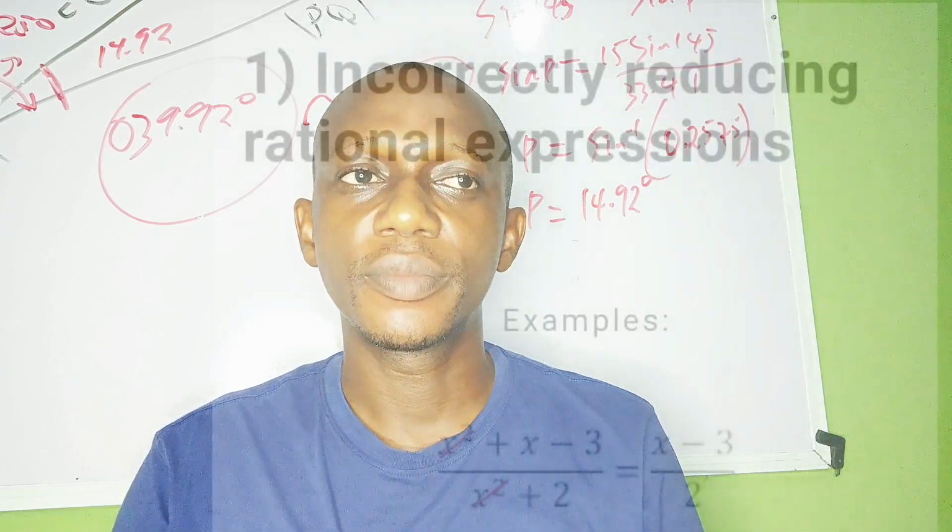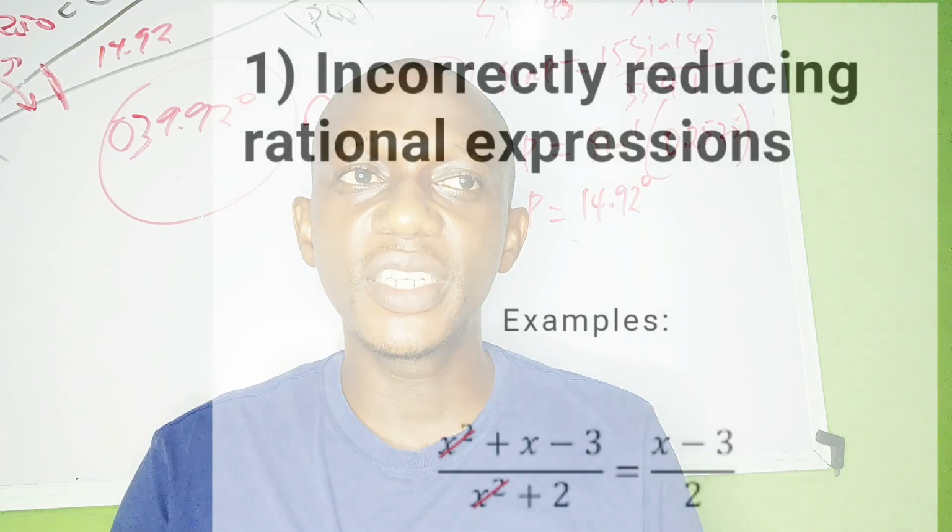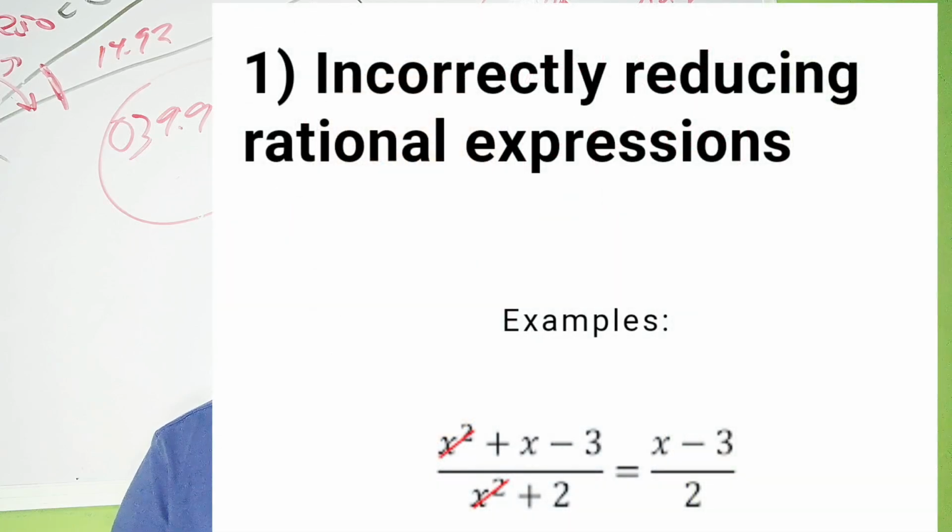Number 1, incorrectly reducing rational expressions. The first example that we are going to be taking is (x squared plus x minus 3) all over (x squared plus 2). In most cases, students cancel the x squared in the numerator with the x squared in the denominator. And this is very wrong. When they do that, they get the answer of (x minus 3) over 2.